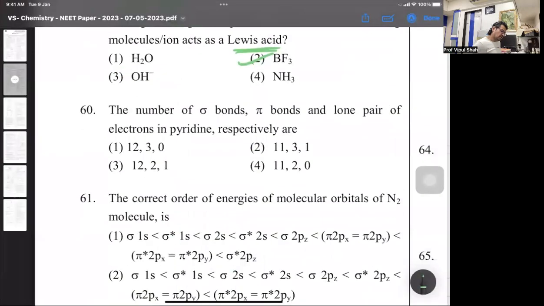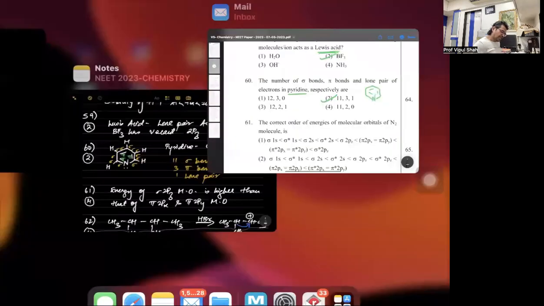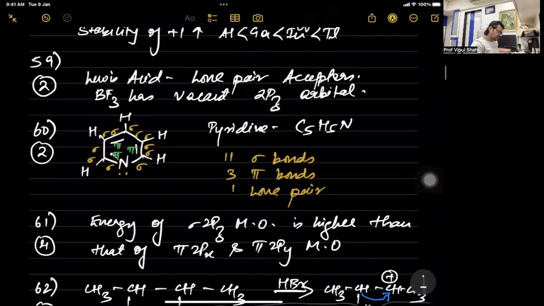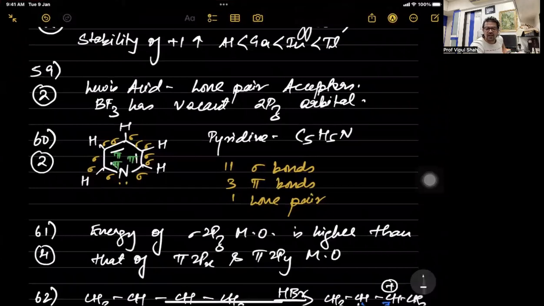Then 60th, number of sigma and pi bonds and lone pair in pyridine. Now pyridine, we all know the formula, C5H5N. So here if you see the bonds, the correct answer will be the second one. It has got 11 sigma bonds. Look at the structure carefully. 11 sigma, 3 pi and 1 lone pair. C5H5N, a heterocyclic aromatic compound.